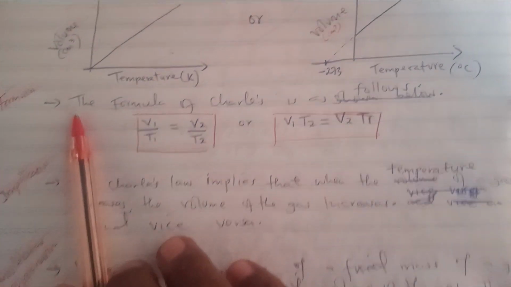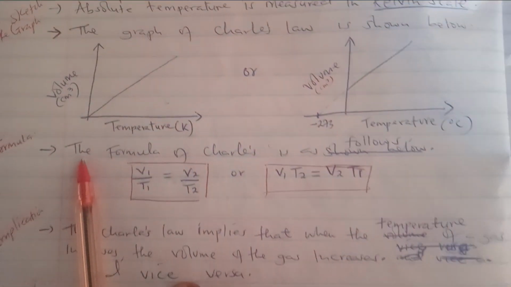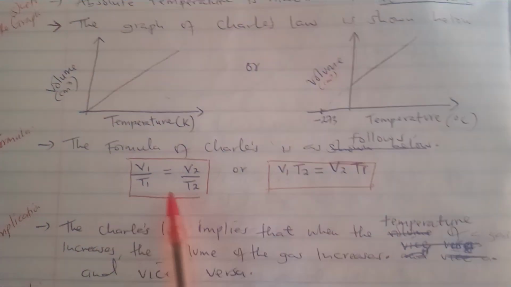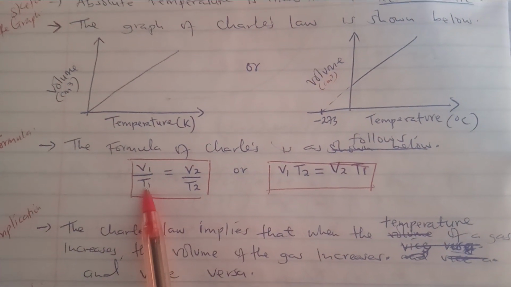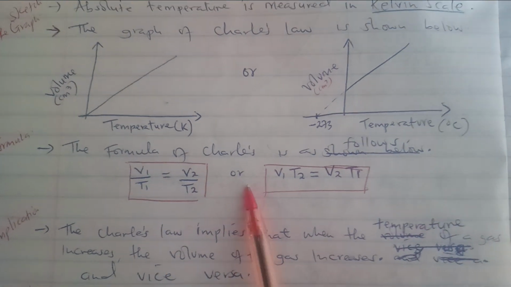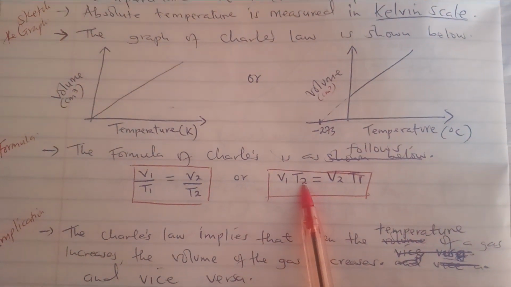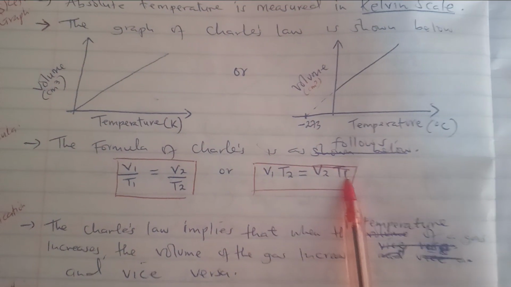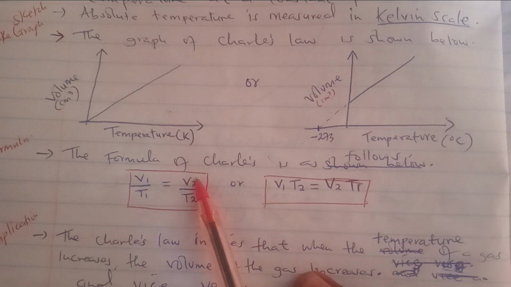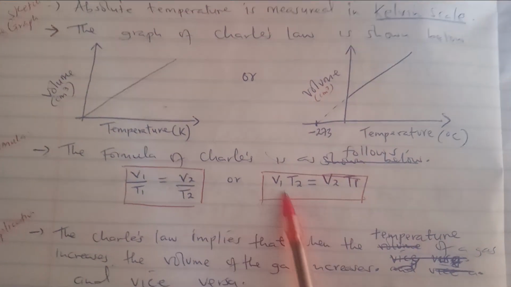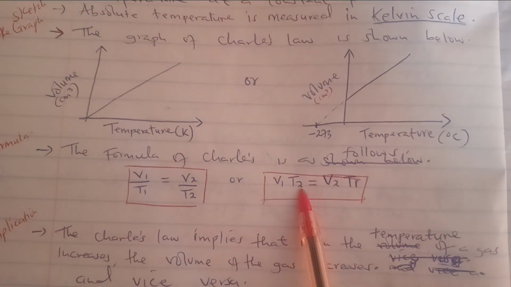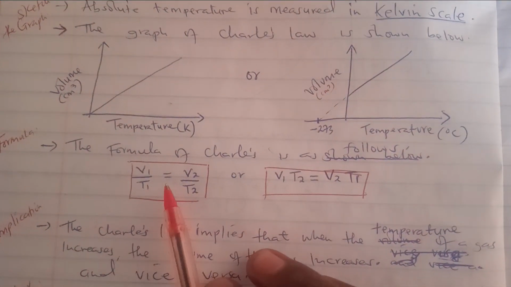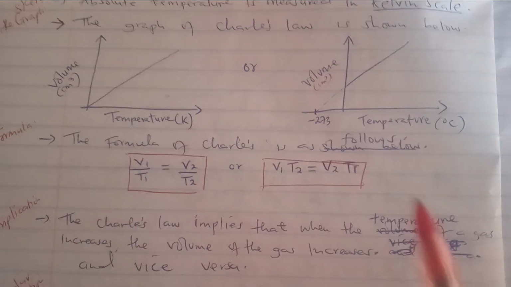The formula, or the mathematical expression of Charles' law, is as follows: V1 over T1 is equal to V2 over T2, or V1 T2 is equal to V2 T1. That is when you cross multiply. It simply means V1 times T2 is equal to V2 times T1, where V represents volume and T represents temperature.